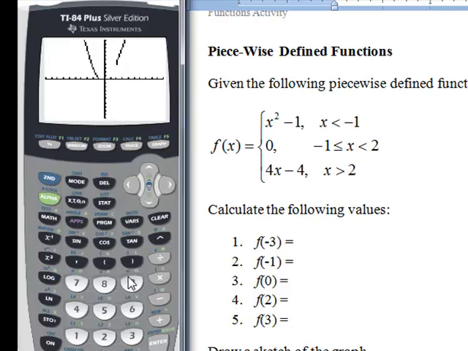So that's how we can graph a piecewise defined function with the graphing calculator. And as you saw, finding values can be a little tricky. Sometimes it might be easier to just do it by hand, but it can be done with a graphing calculator.